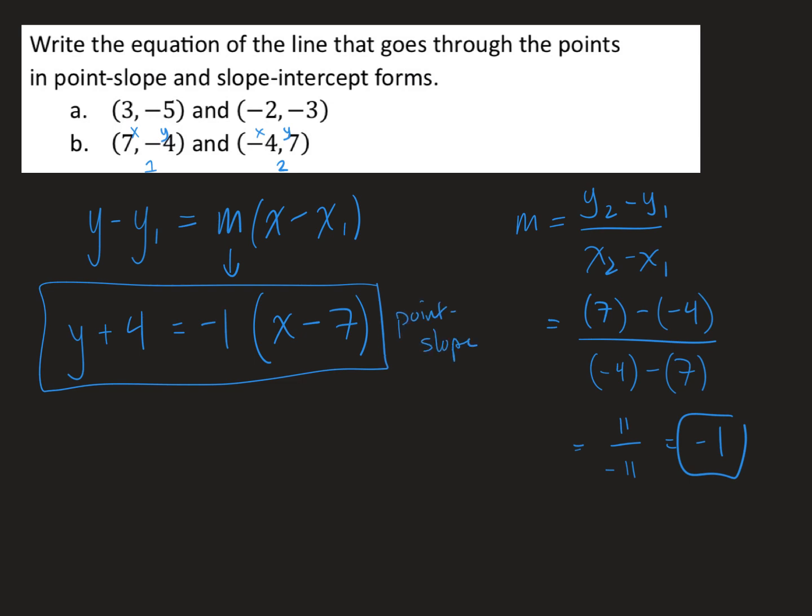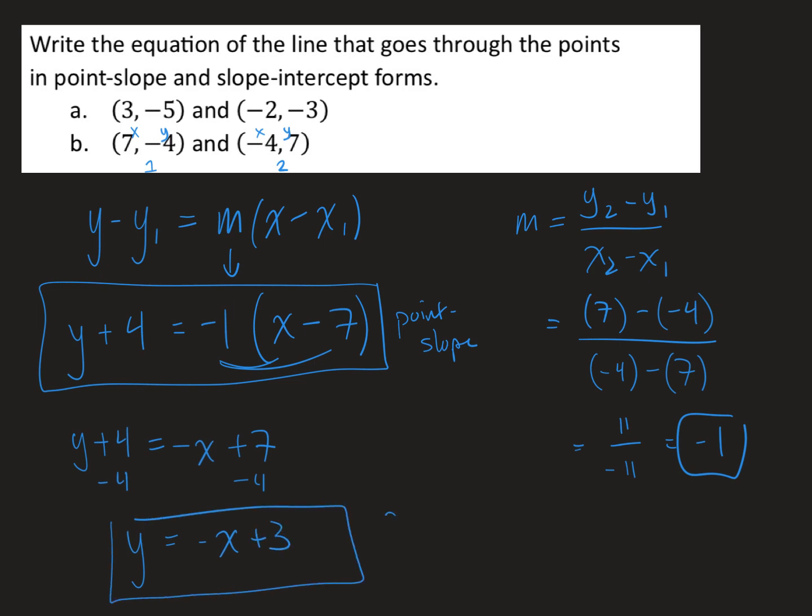And then to solve for the slope intercept form, all you need to do is solve for y, and then make sure there's nothing to simplify on the other side, just like in the previous couple examples. So the first thing I plan to do is distribute this negative 1. That will be y plus 4 equals negative x plus 7. And then I can subtract 4 from both sides to solve for y to get y equals negative x plus 3. And that is the slope intercept form.